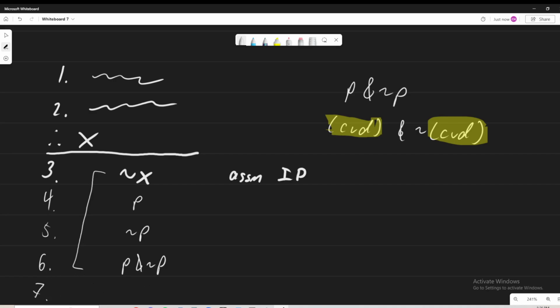So when we discharge our assumption in an indirect proof, our final line puts the contradictory terms into a conjunction with one another, in this case, P and not P. And after we bracket off our subproof, our indirect proof, we put the opposite of what we assumed. So here we assumed not X. The opposite of that is just X. And how fortunate for us, X is our conclusion. X is the thing we're trying to prove.